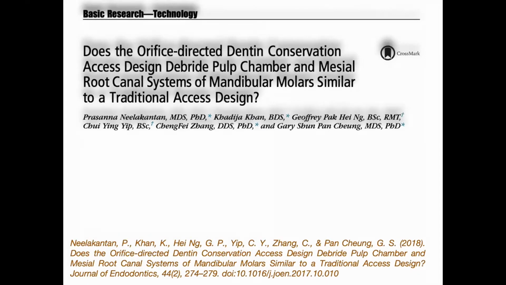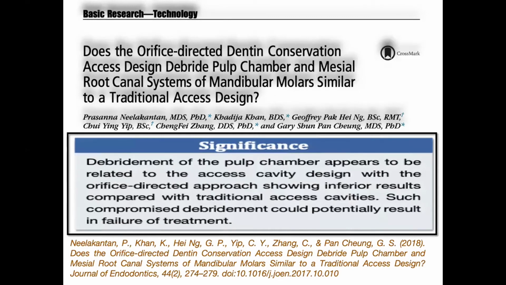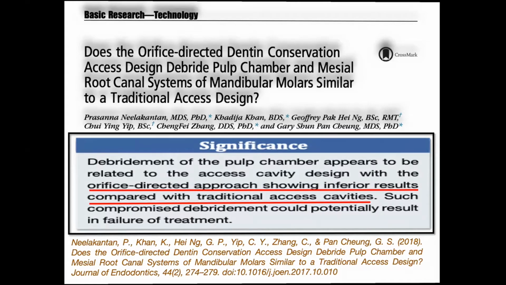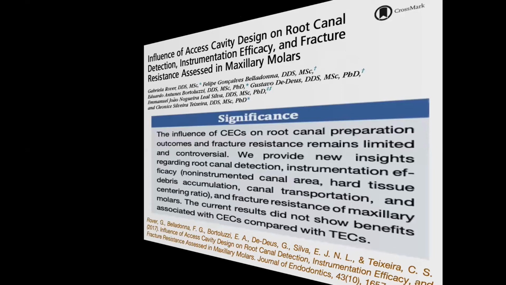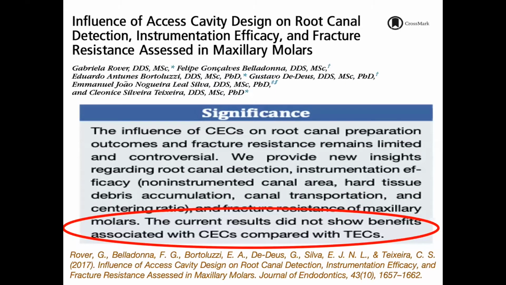So as I previously told you, the modern access cavity, though it has its own advantages, also has disadvantages, which have been stated by Neelakantan P. et al., who stated that orifice-directed approaches show relatively inferior results in debriding of the pulp chamber compared to the traditional access cavity. Also, in a study done by Rover et al., the modern endodontic access cavities did not show a great influence on instrumentation efficacy and fracture resistance when compared to the traditional endodontic cavity.